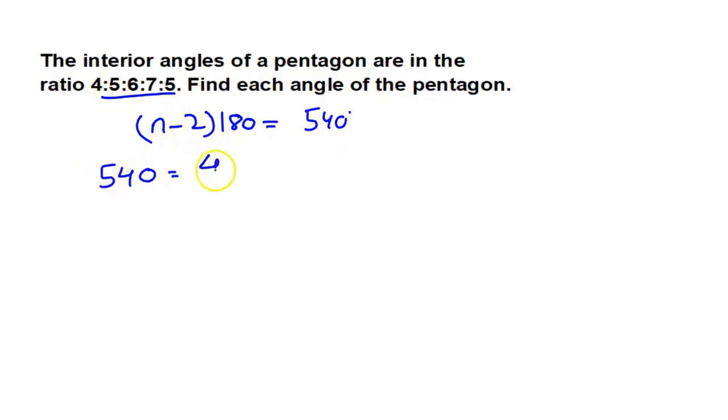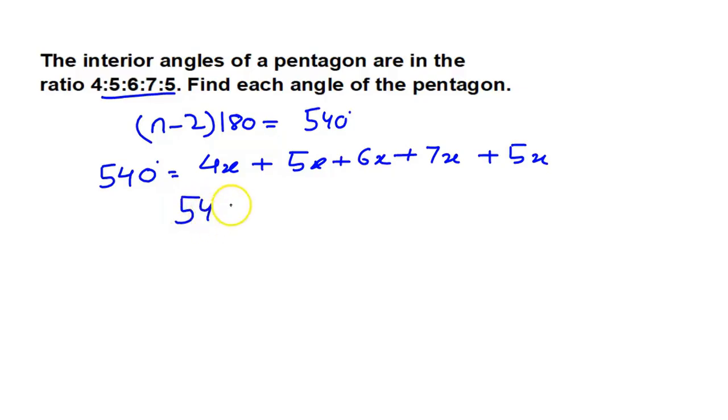now we can take the first angle as 4x. Then the other will be 5x, 6x, 7x and 5x. When we add all of them, we get the sum of interior angles of a polygon, that is 540 degrees. So we'll add 4x plus 5x, that is 9x, plus 6x will give us 15x, plus 7x will give us 22, plus 5. So 540 degrees coming as 27x. So x will be 540 divided by 27. That is equal to 20.